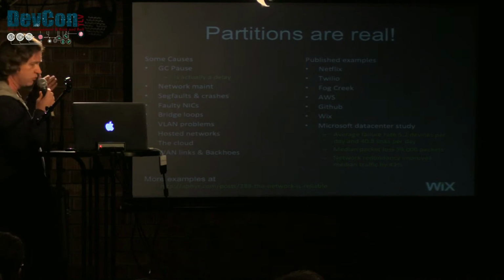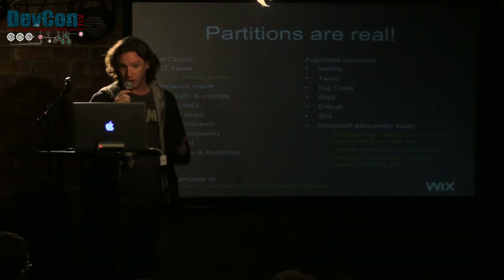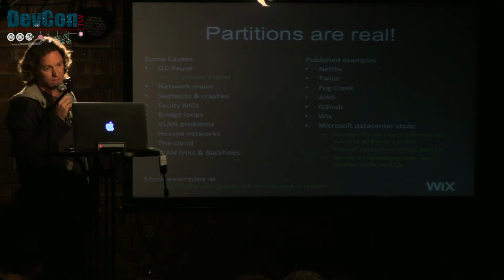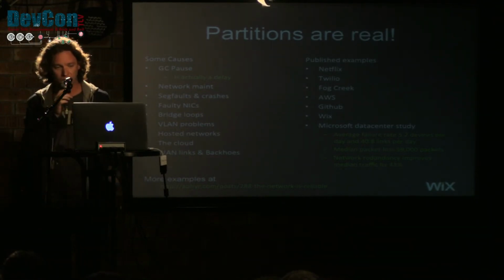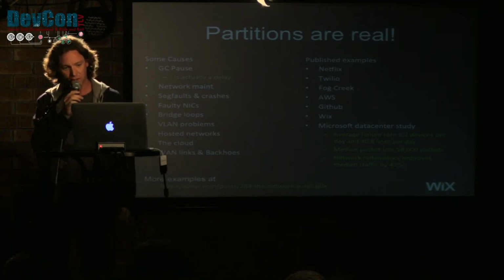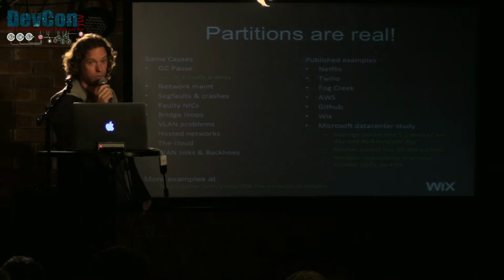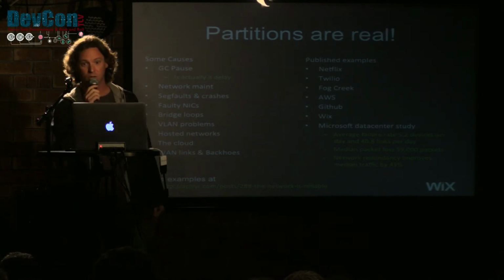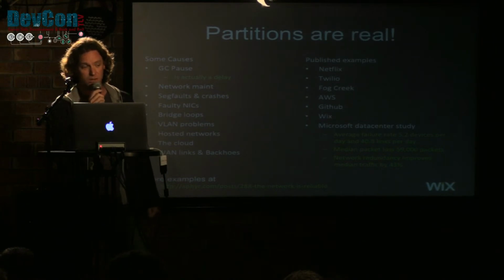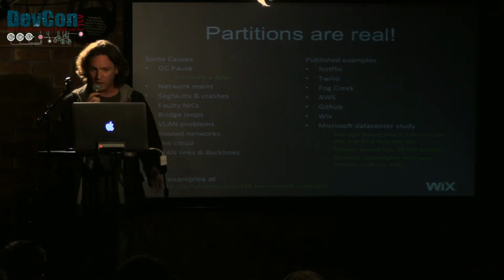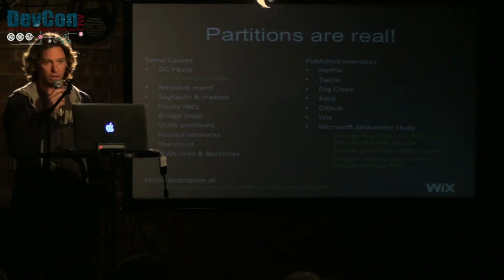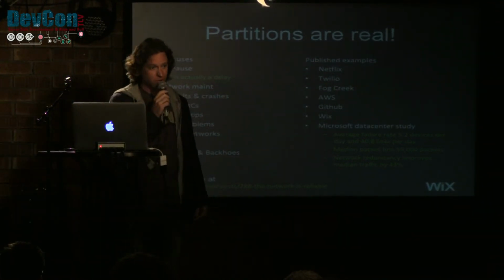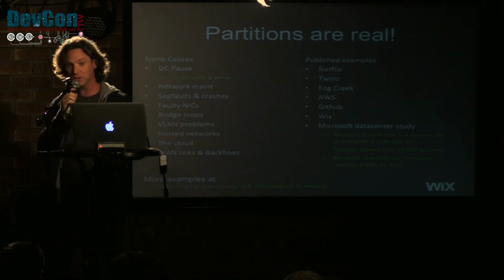Why is that happening? GC pauses are basically a delay, and those can be rather long in some cases. Network maintenance, seg faults, crashes, faulty network interfaces, bridge loops, VLAN problems, all kinds of hosted networks. The cloud, by the way, is a major contributor to those problems, because on a cloud, you're guaranteed to not have a guaranteed network, and you're guaranteed to not have guaranteed resources. So you're guaranteed to have random delays. And there's all kinds of other stuff. I have a link, if you want to follow up, to an article which is something like 10 pages long of just summaries of failure cases like that. So partitions are real. They're a real problem.